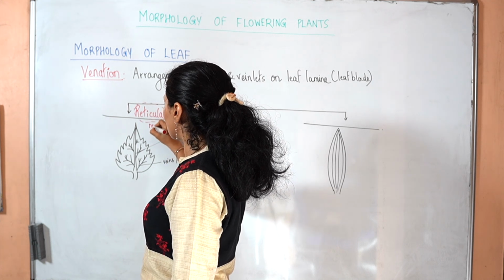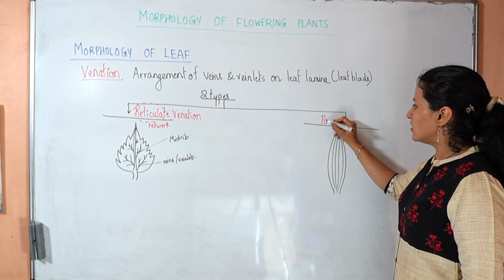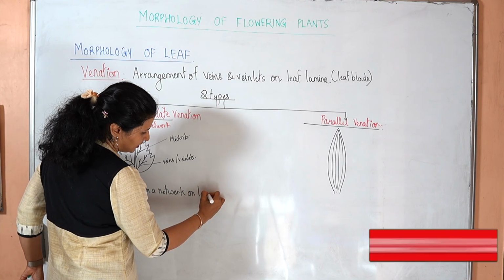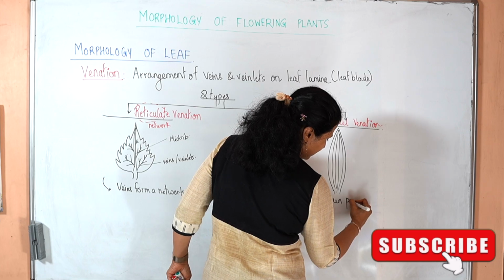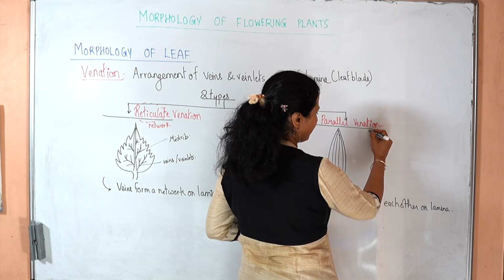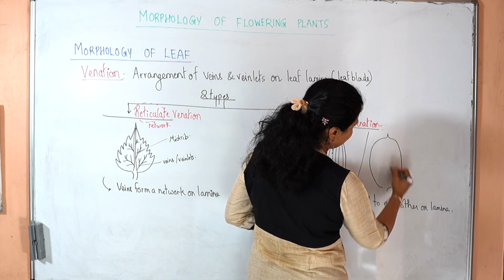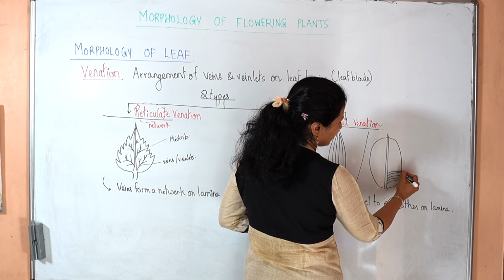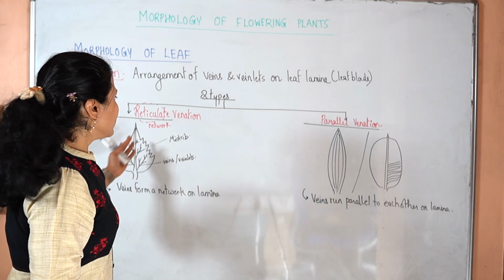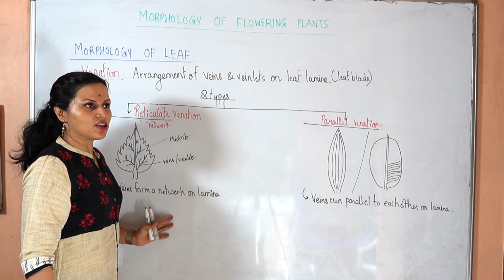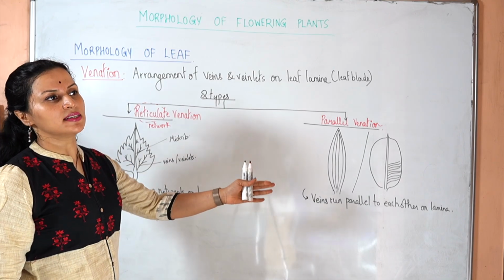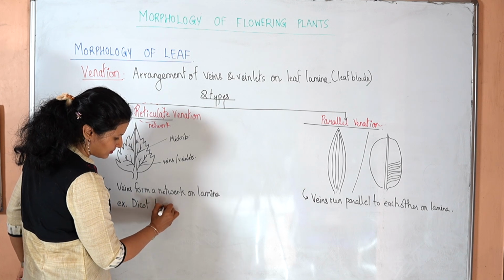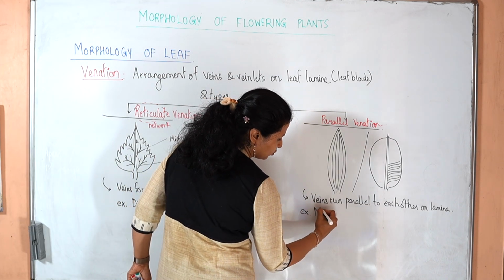Reticulum means network, and this arrangement is known as parallel venation. Reticulate: veins form a network on lamina. Parallel: veins run parallel to each other on lamina. Very prominently seen in the banana leaf as well. There will be a midrib and all the veins will be running parallel to the midrib. You must have observed. The reticulate venation is usually seen in dicot leaves, and the parallel venation will be seen in monocot leaves. Reticulate venation, example, dicot leaves. And parallel venation, example, monocot leaves.